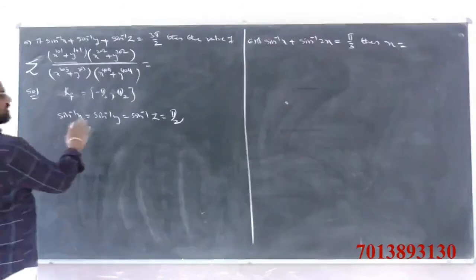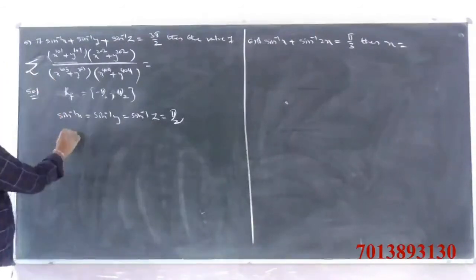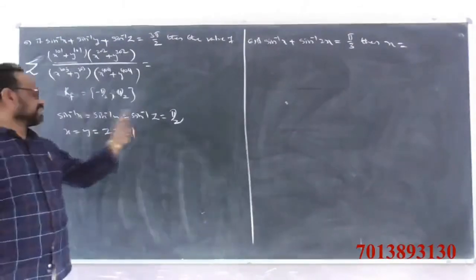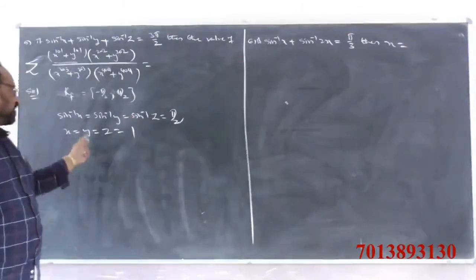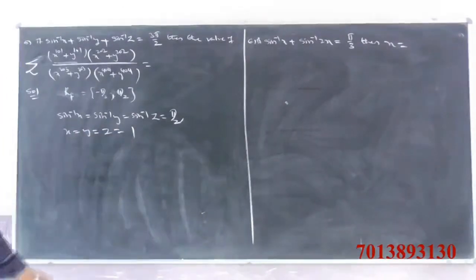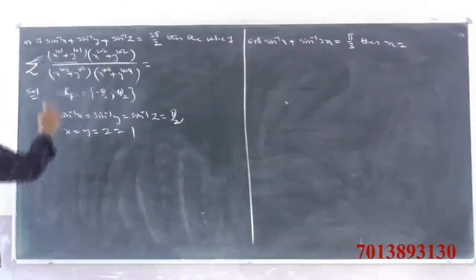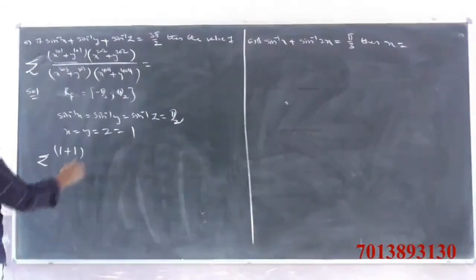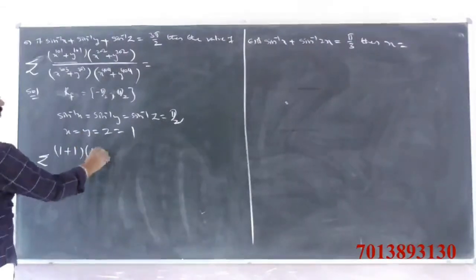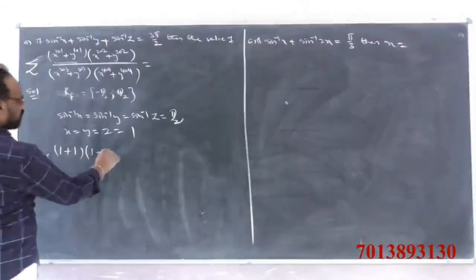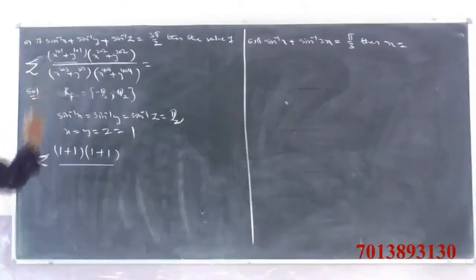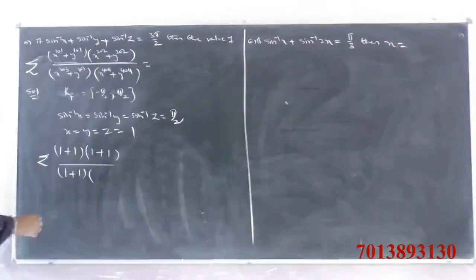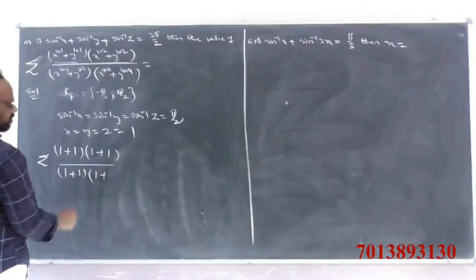So sin inverse x equals sin inverse y equals sin inverse z equals pi by 2, which means clearly x equals y equals z equals 1, since sin 90 is 1. If you substitute here, we get 1 power 1 is 1 only, 1 into 1 power 2 is 1, 1 power 3 is 1, y power 4 is 1, and so on.